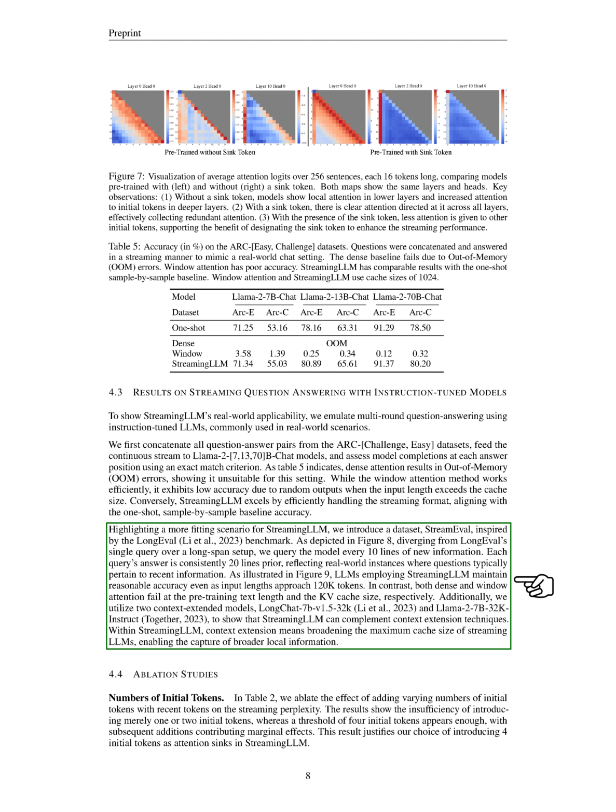We also introduced a dataset, StreamEval, inspired by the LongEval benchmark. Unlike LongEval's single query over a long span setup, we queried the model every 10 lines of new information. Each query's answer was consistently 20 lines prior, reflecting real-world instances where questions typically pertain to recent information. LLMs employing StreamingLLM maintained reasonable accuracy even as input lengths approached 120K tokens. In contrast, both dense and window attention failed at the pre-training text length and the KV cache size, respectively.